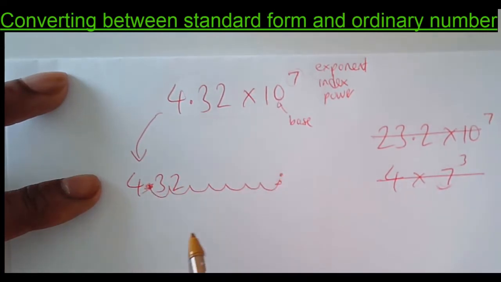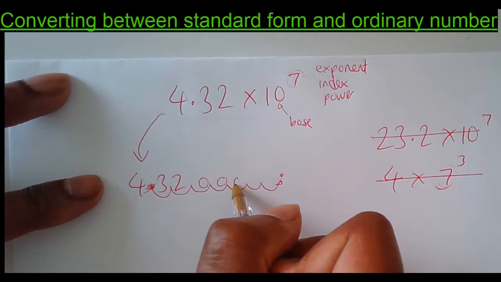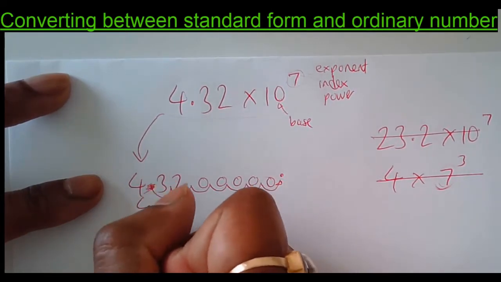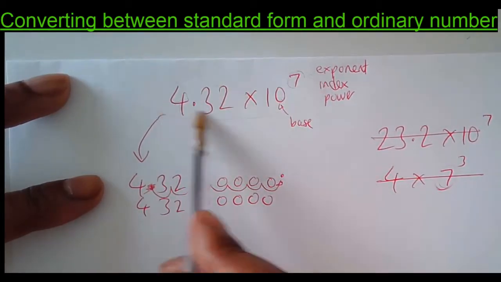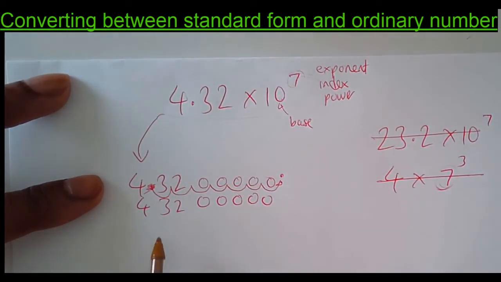Let's come over here now. Fill in the empty spaces with zeros. So let's write this properly now. That number there, in standard form, is representing this ordinary number. That one and that one, they're the same thing.